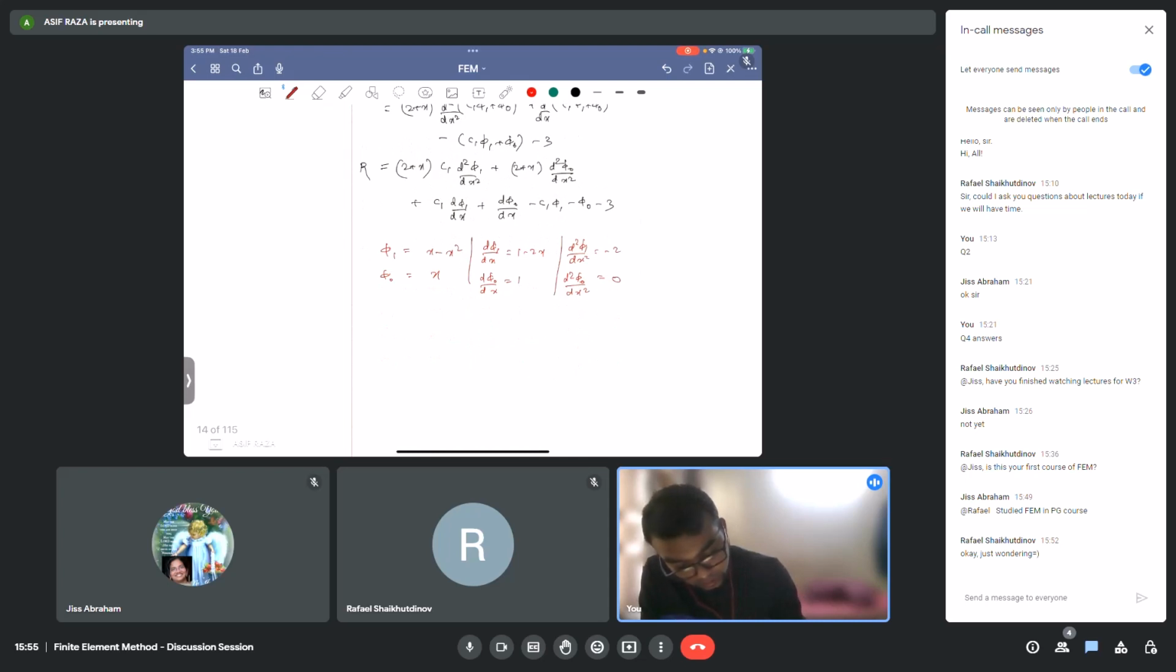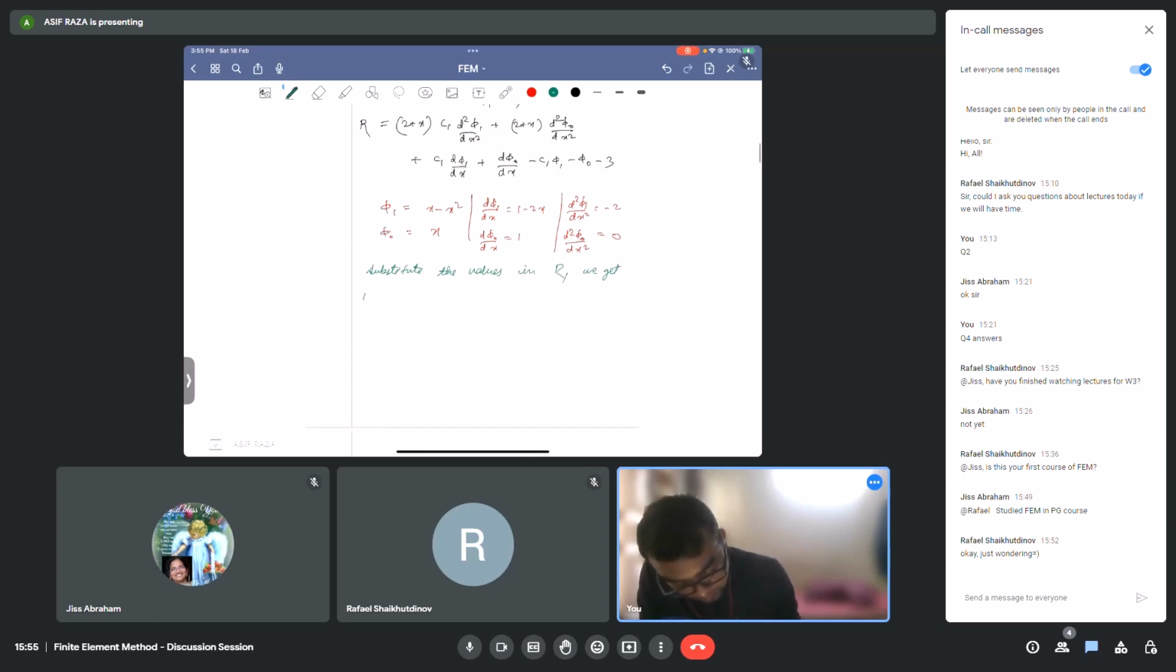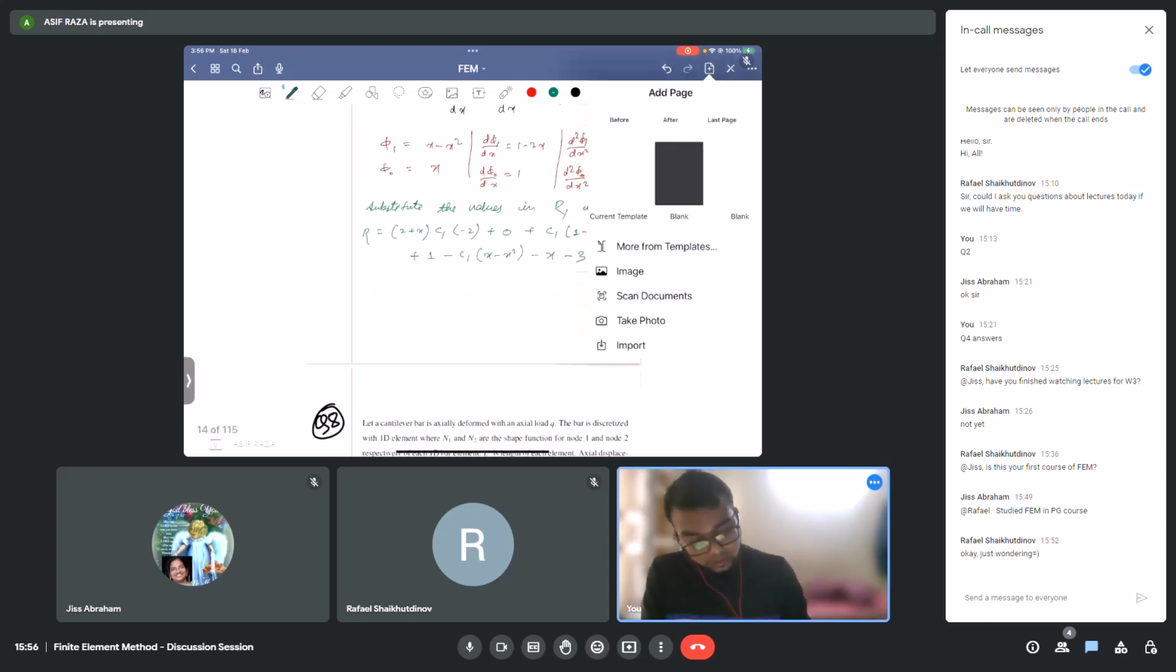So let's substitute the values in R. We get R equal to (2 + x) c1 times minus 2, plus 0, plus c1 times (1 minus 2x), plus 1, minus c1 times (x minus x square), minus x, and minus 3. So this is my residue.